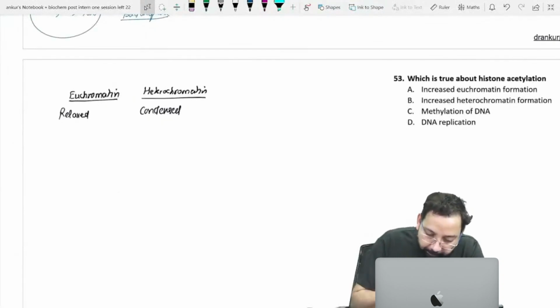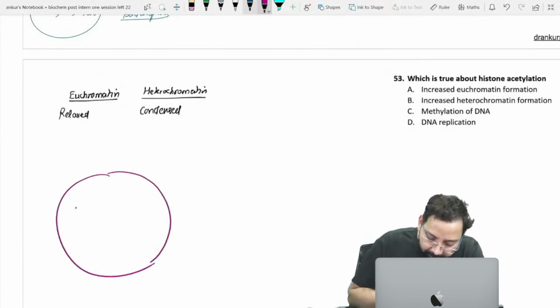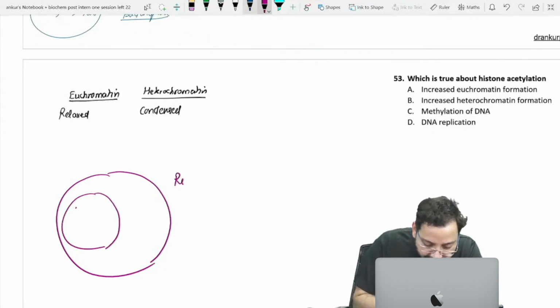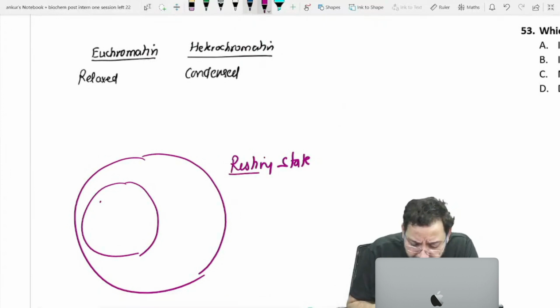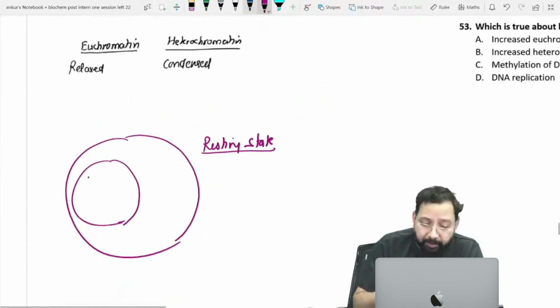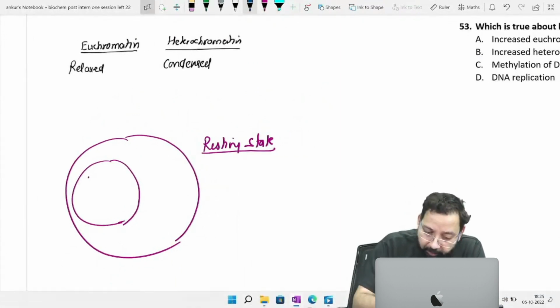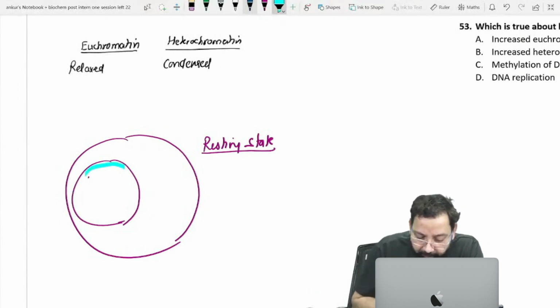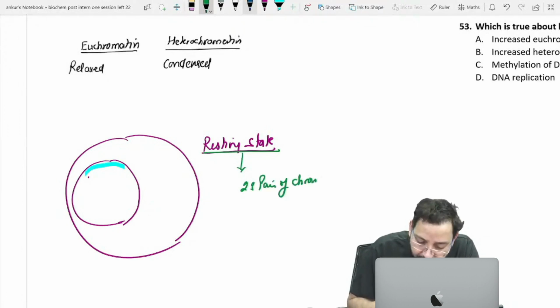If I take a cell, in this cell, this is the nucleus, and the cell is in resting state. In this cell, I see the nucleus. In the nucleus, if I ask you how many chromosomes you can see, the cell in resting state, how many chromosomes? There are 23 pairs of chromosomes.